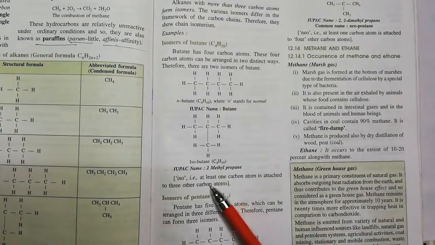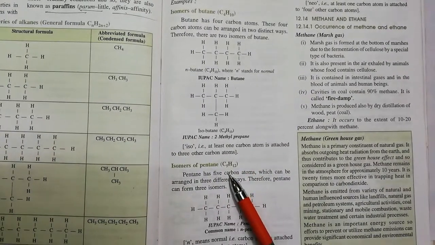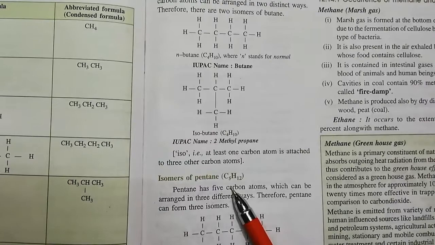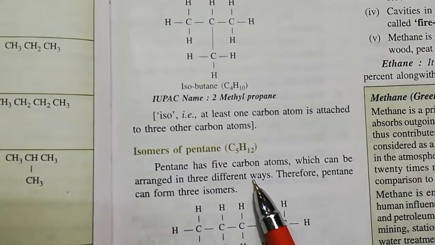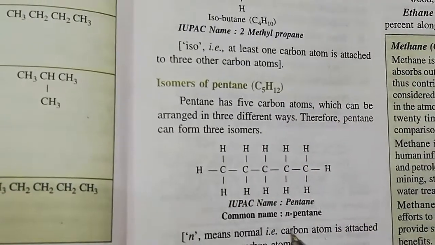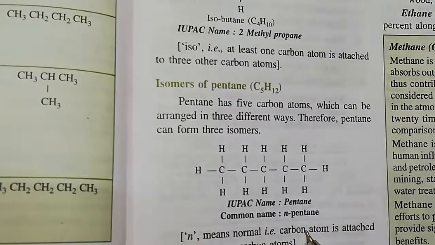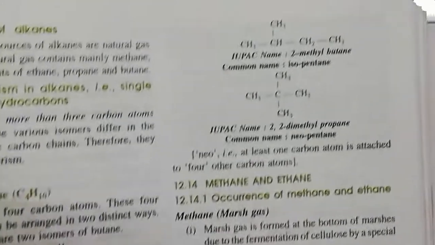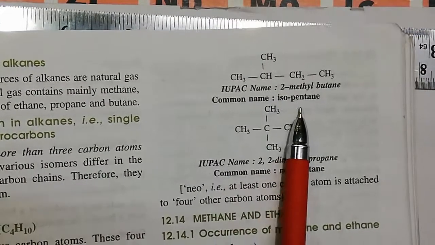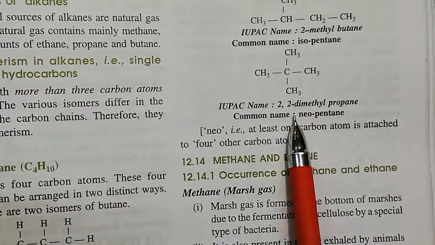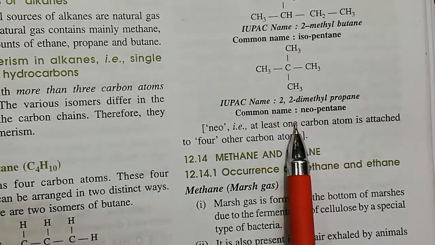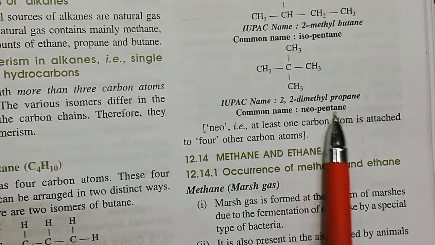Now let's move to isomers of pentane. Pentane is C5H12, and C5H12 can have different formulas. The first one here is pentane, common name n-pentane; n means normal. The next one has one branch, and that is isopentane. And where two branches are there, that would be neopentane, and the neopentane IUPAC name is 2,2-dimethyl propane.